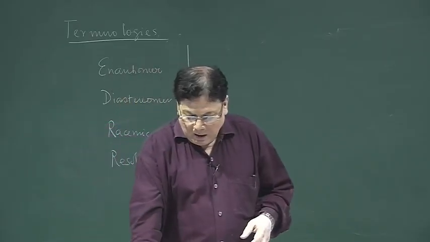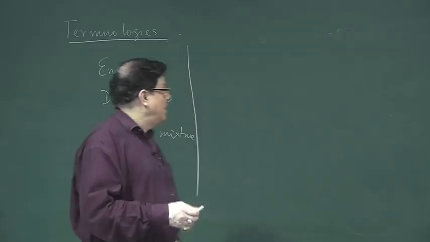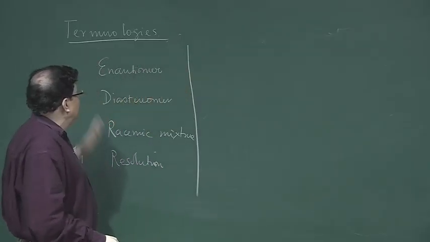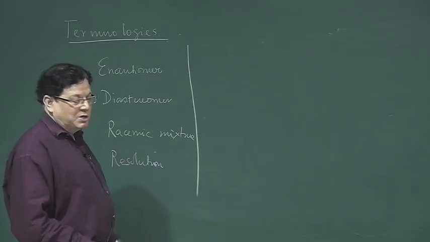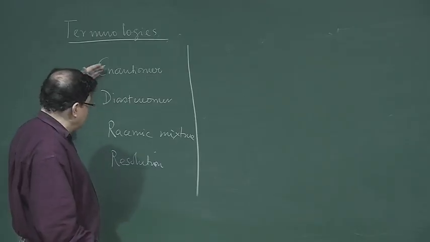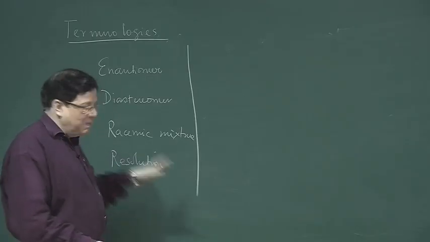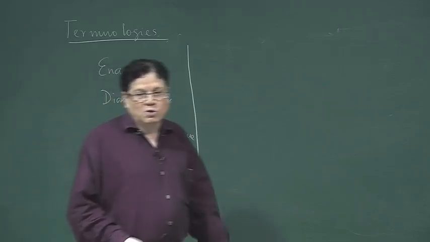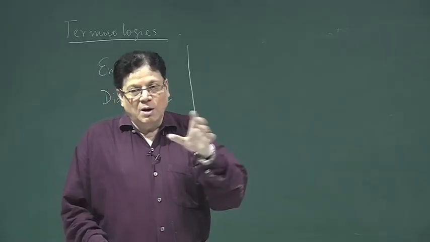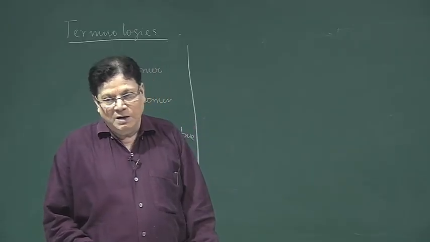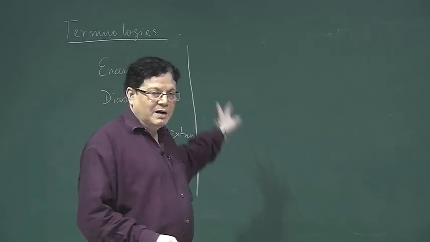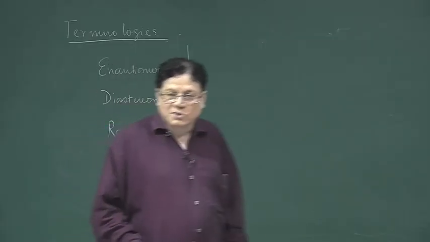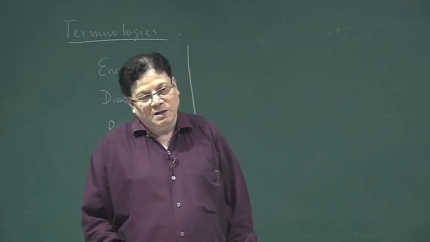Okay. Now, before I go further, let me again clarify some of the terminologies that are used in stereochemistry. We have been exposed to at least 2 or 3 of these, but let me repeat them. Enantiomers, what are enantiomers? They are non-superimposable stereoisomers, non-superimposable mirror images of each other. They are chiral in nature. Diastereomers are stereoisomers, but they are not mirror images of each other.